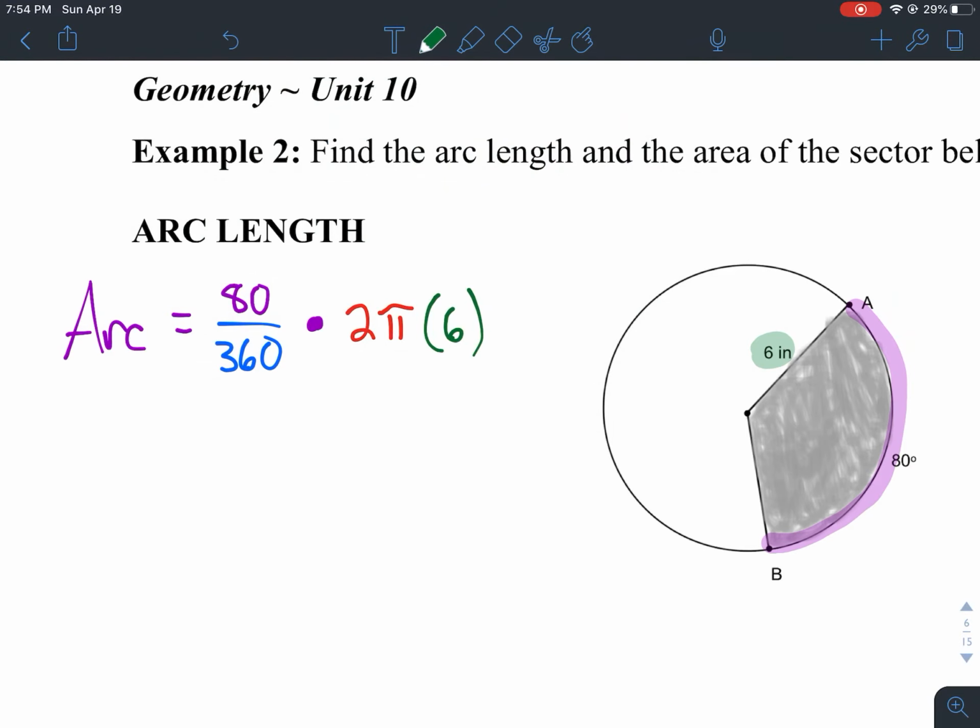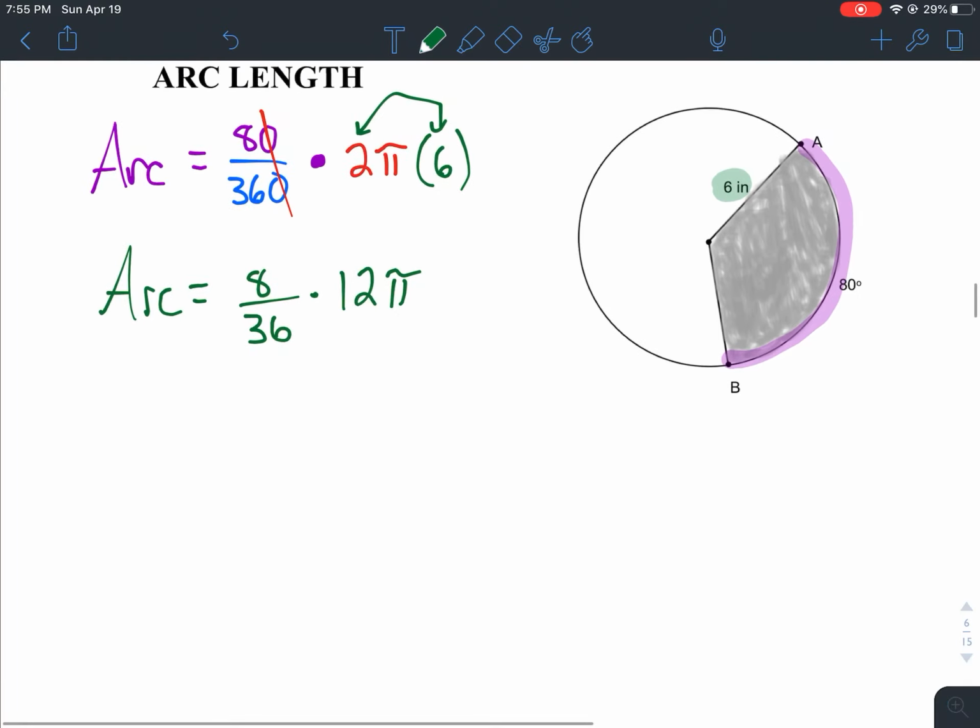So once again, you could easily type this into your calculator, figure it out. Otherwise, you can reduce and try to solve it that way. Zeros go away. 8 over 36. So 8 over 36 times 2 times 6, that's 12 pi. All right.